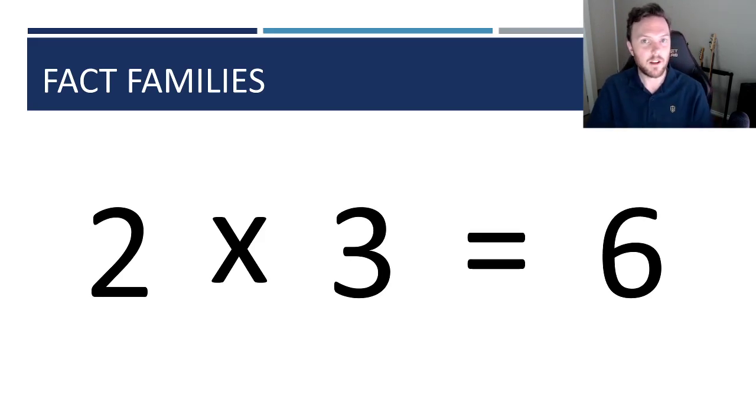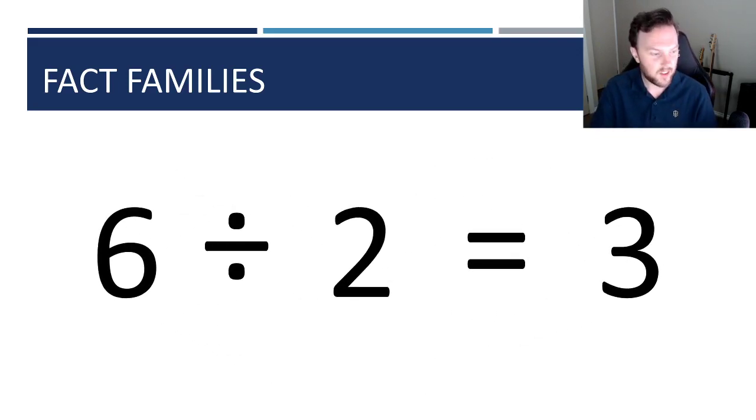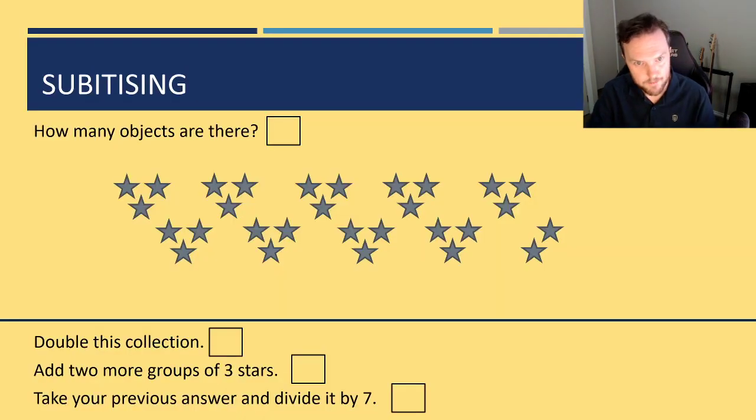But we would say for here, 2 3s are 6, 3 2s are 6, 6 divided by 3 is 2, 6 divided by 2 is 3. Sort of at a good pace. And we go through all 10 of them. And then a sabotaging slide.